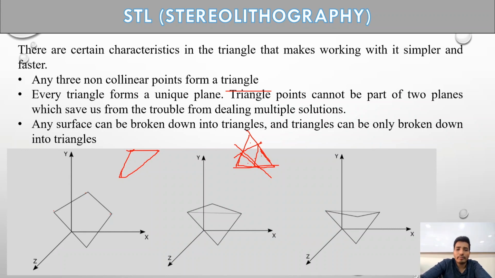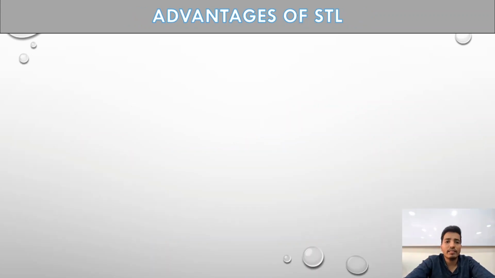Any surface, as I mentioned, can be broken down into triangles, and triangles can be broken down into only triangles. So the more divisions you make, the more triangles there will be. So that's why we are using triangles.